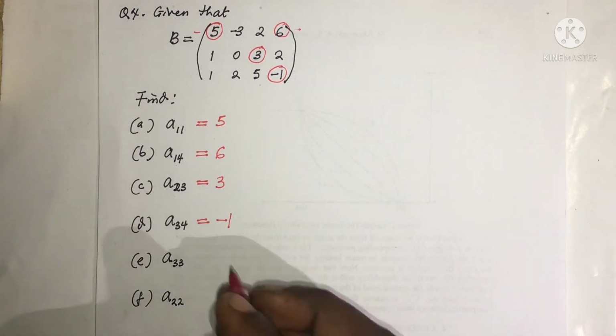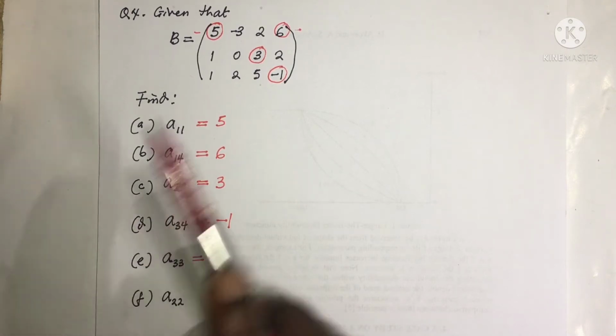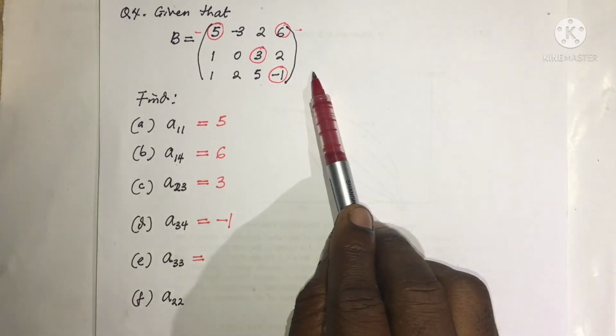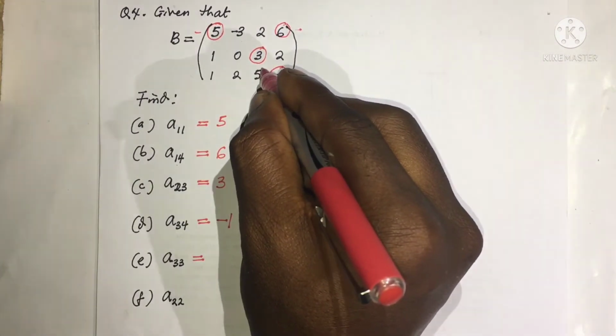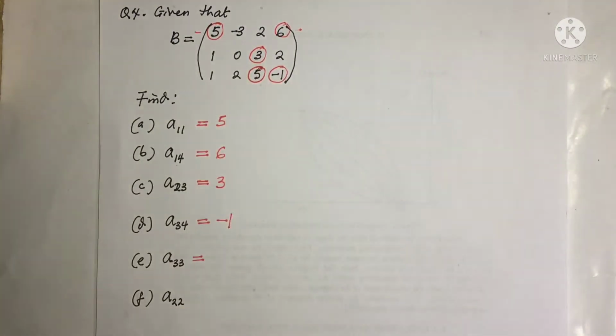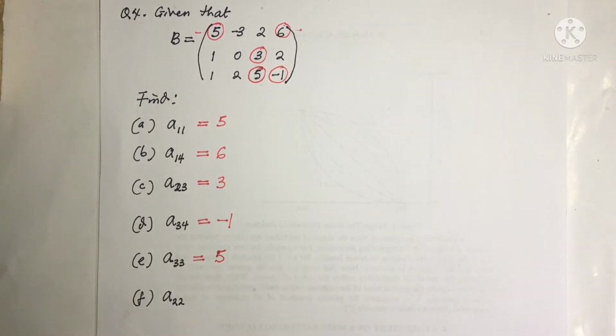Then the next problem is A33. A33 will be the number occupying the third row and third column. So where is that number? This is the third row, this is the third column. So the number we seek is 5. So I'm going to write 5 here.